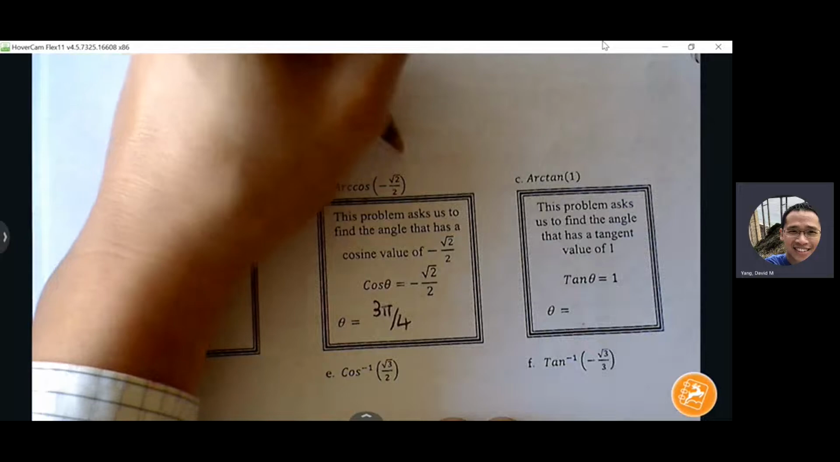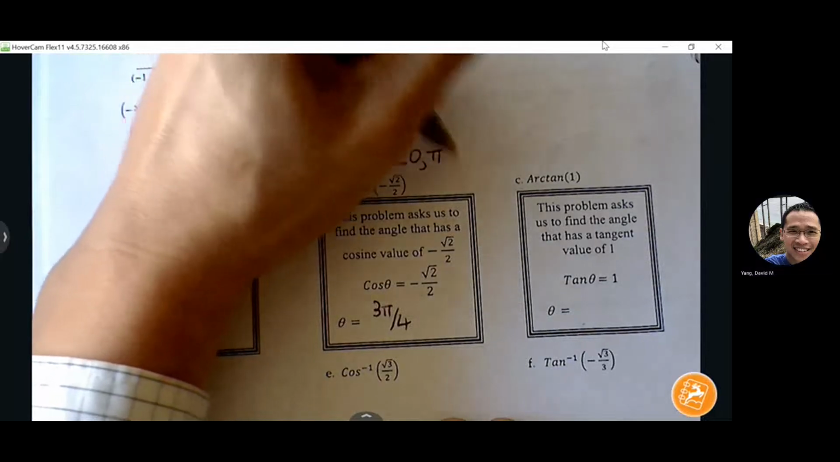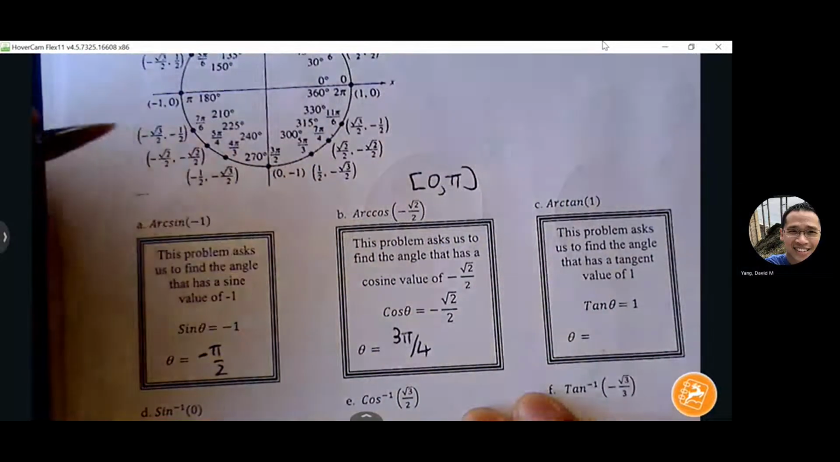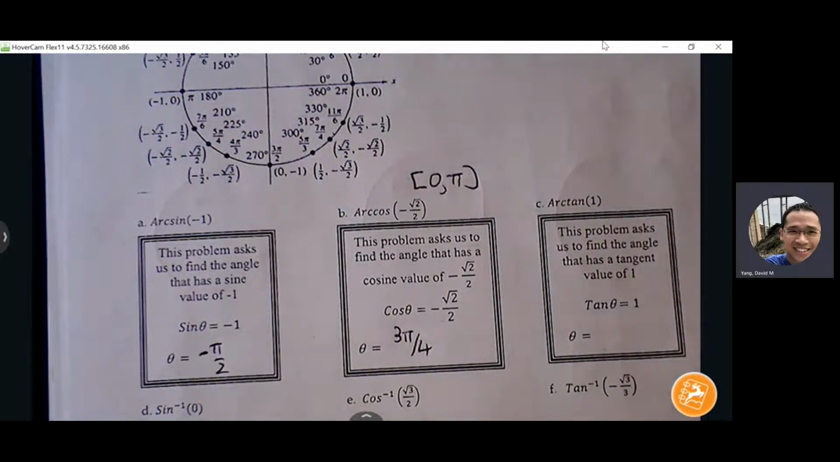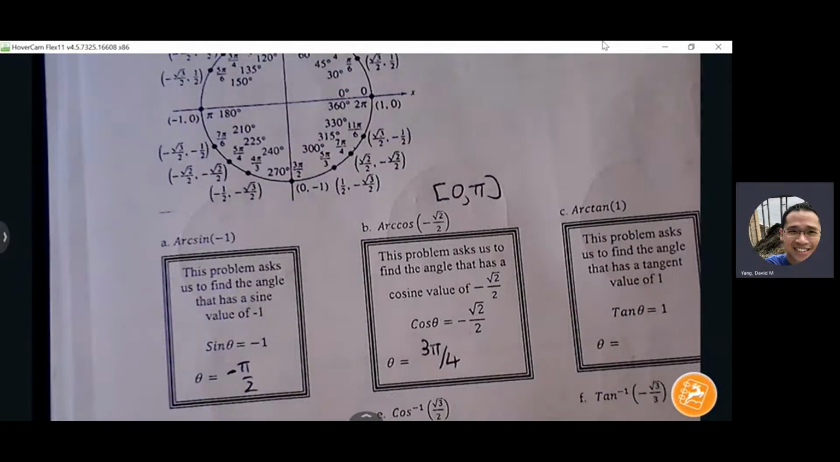Oh yeah, so cosine's restriction is from 0 to pi. That's right. So cosine is nice. With cosine, you don't have to worry about any adjusting, because the first and second quadrant is exactly where they need to be. Only sine and tangent, you have to worry about adjusting if you're in the fourth quadrant.